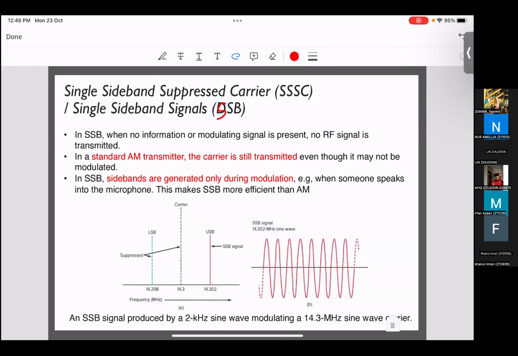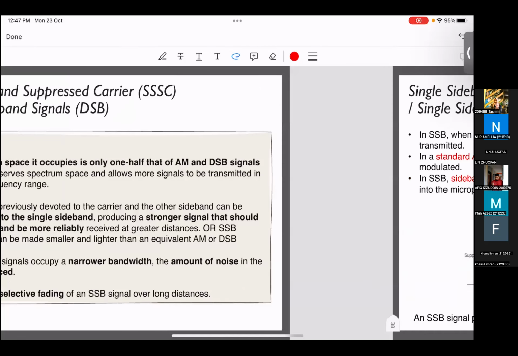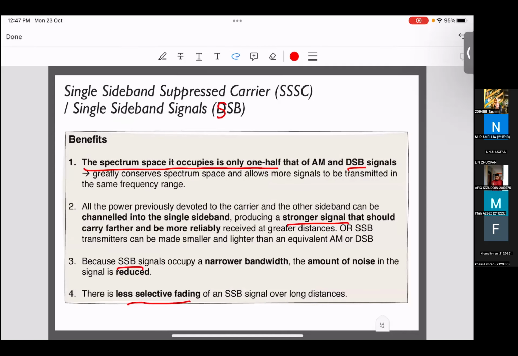This is also SSB. Sorry, I forgot to conclude just now. So there is less selective fading of an SSB because you are only transmitting one, so you are only expecting one. So the window for the receiver to open is just expecting one guy. And if that guy arrives, I can close. If the guy is not arriving, I keep it open.